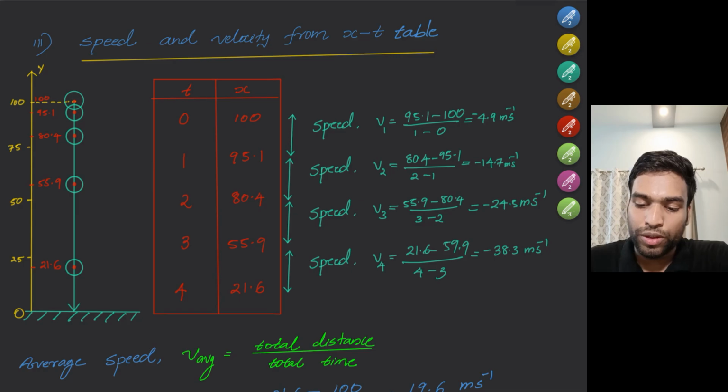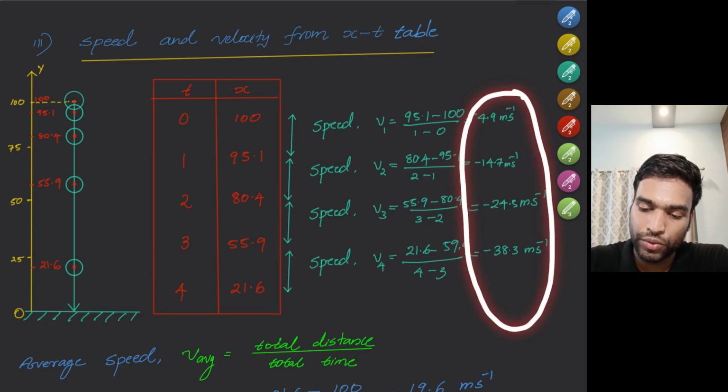So it'll be useful when you use the velocity, right? Now, second case, V2 is equal to 80.4 minus 95.1 divided by 2 minus 1, which is negative 14.7, and V3 similarly negative 24.5, and finally you will get V4 negative 38.3 meter per second. Now look at the trend here.